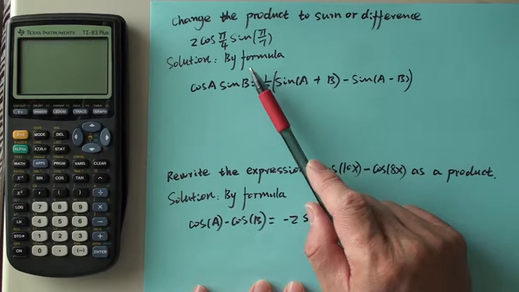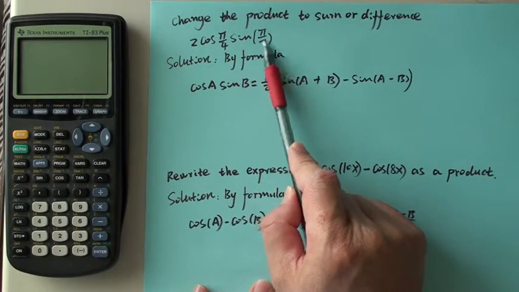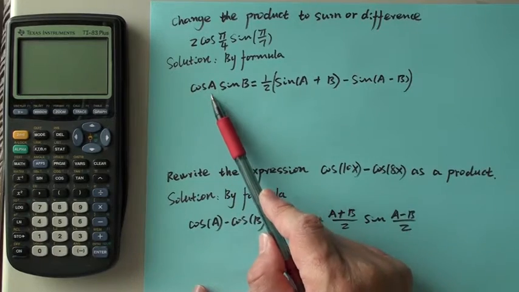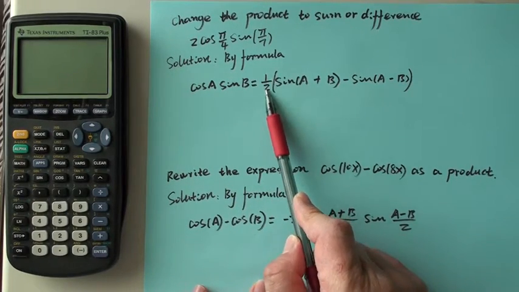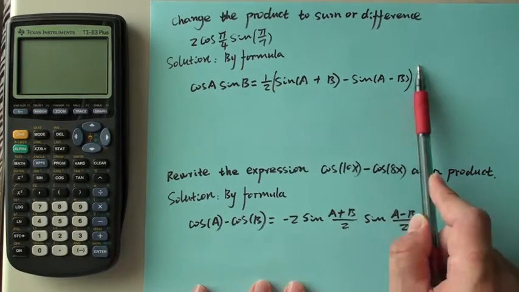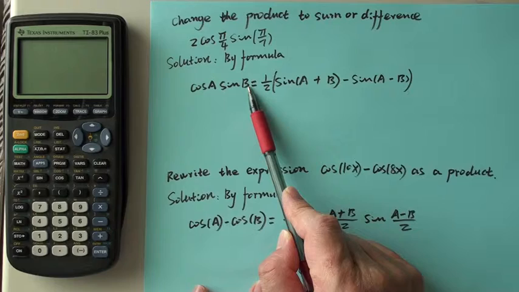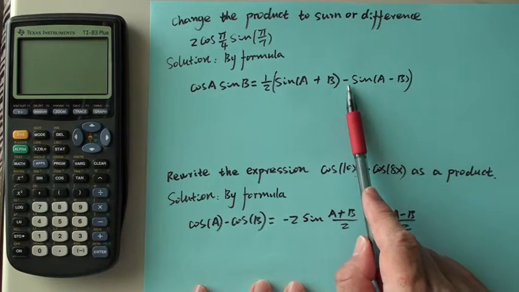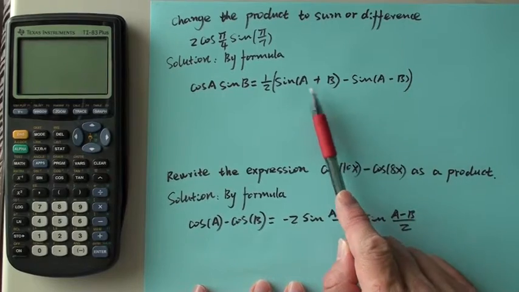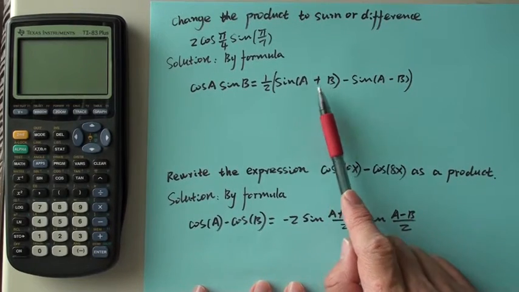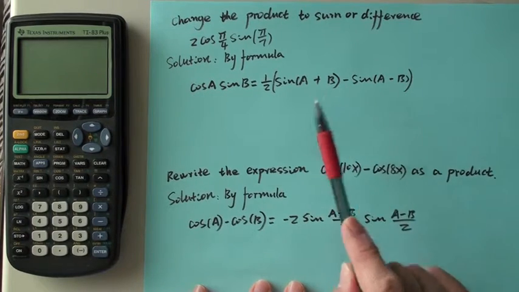Now, we have a formula. Here one is cosine, here is sine. And we know cosine A times sine B is 1/2 times the whole quantity: sine of A plus B, this angle plus this angle, and then subtract sine of A minus B. Here is plus, here is minus, and here is subtraction.